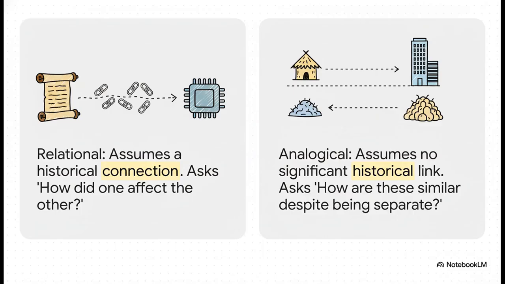Are you doing a relational comparison, where you're assuming there's some kind of historical connection, asking how did A affect B? Or are you doing an analogical comparison, where there's no real link and you're just asking, wow, how are these things similar even though they developed separately? See the difference? 2 totally different questions.